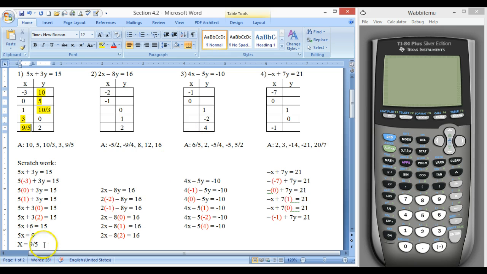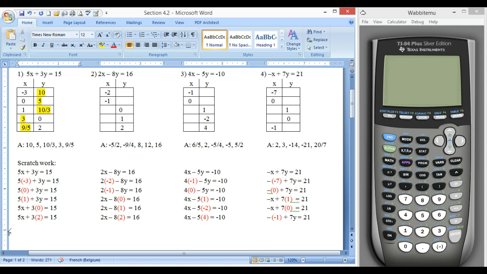And again, I could change that to a mixed number instead of an improper fraction. I'm going to go ahead and leave it, but if I wanted to, as a quick refresher, 5 goes into 9 one time with 4 left over, so it'd be 1 4/5. And I'm going to delete this so we can move on to the next problem.